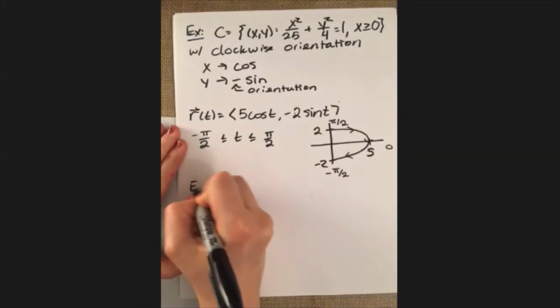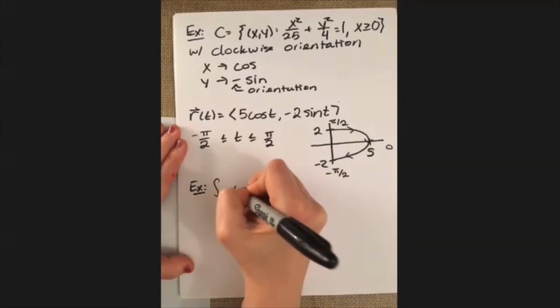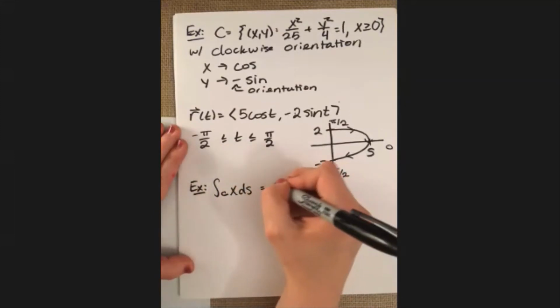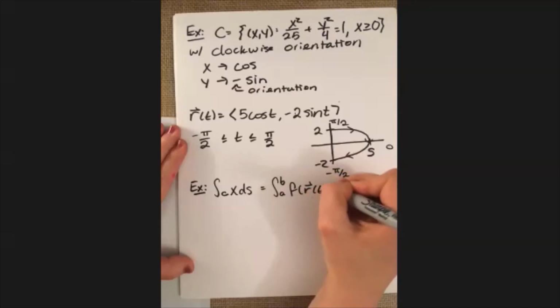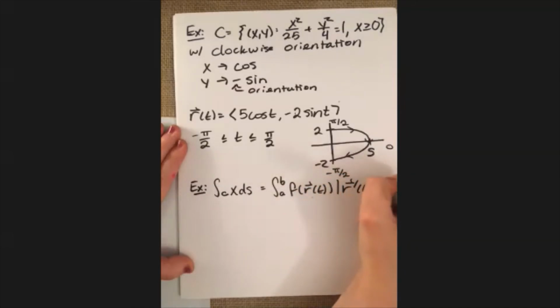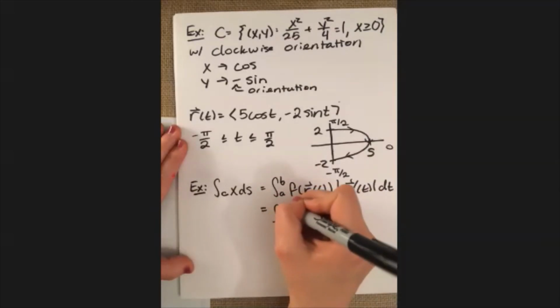So that said, if we wanted to look at an example of integrating over this curve, we can say x ds or something. Then the goal would have been to take the integral from a to b of f of r of t times the length of r prime of t dt. Then we have the integral from negative pi over 2 to pi over 2.